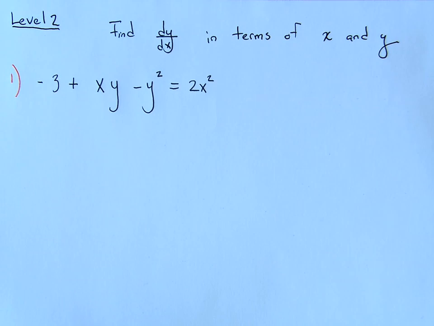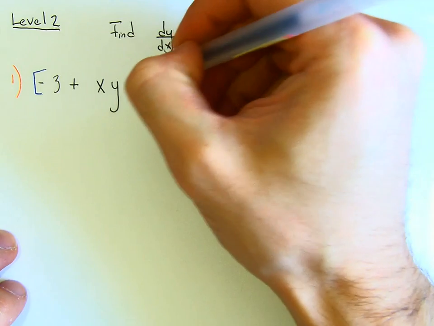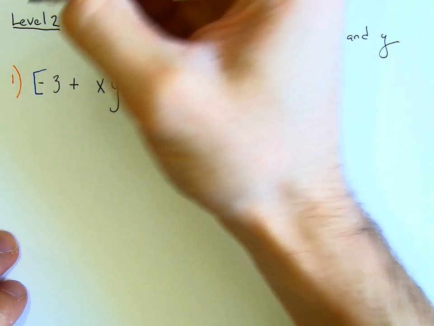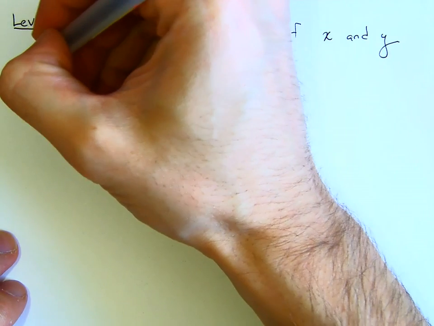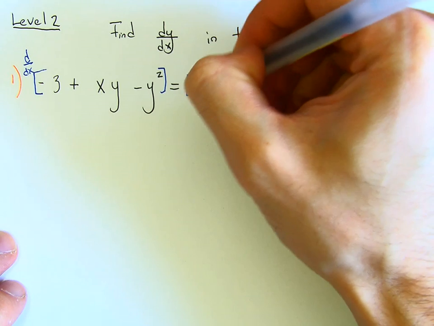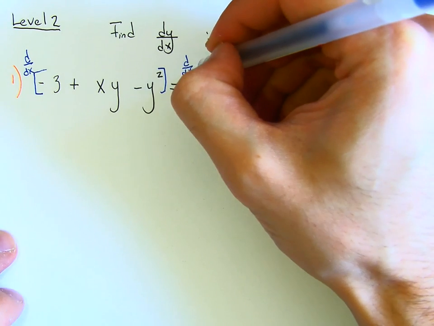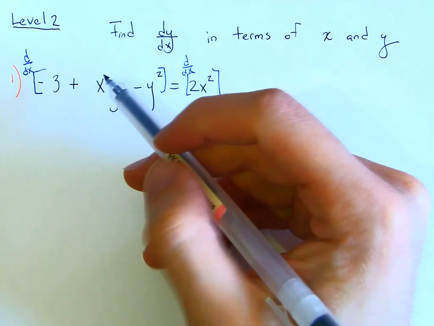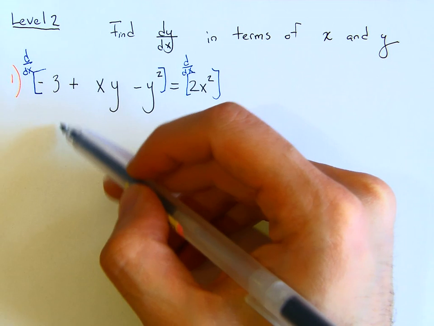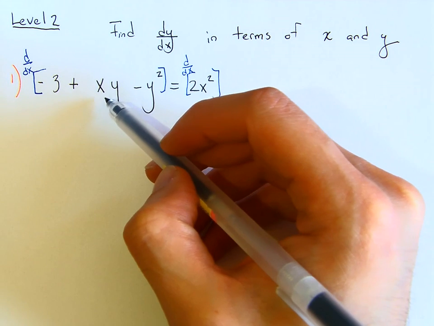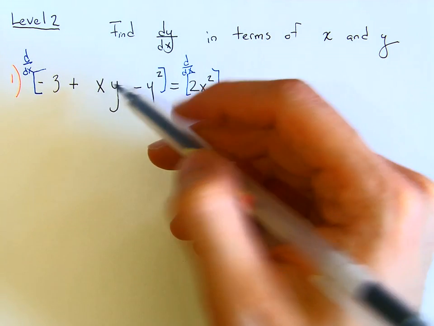All right, so what is move number 1? We differentiate both sides with respect to x. So d dx on both sides. Okay, so let's take the derivative. The derivative of -3 is 0. What is the derivative of x times y?